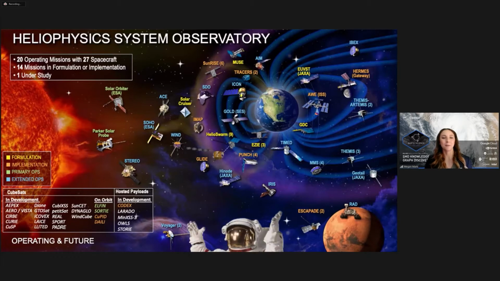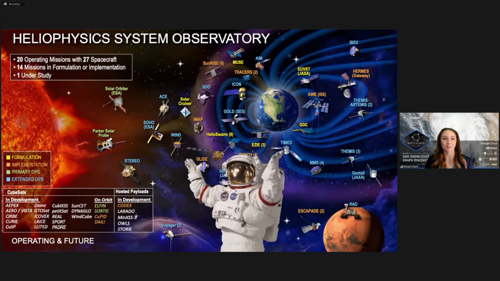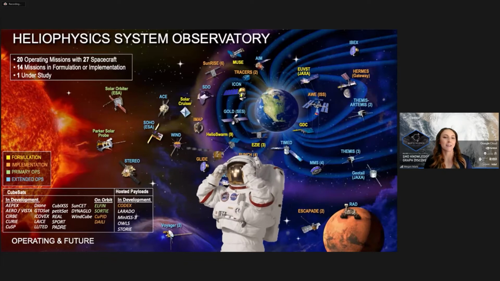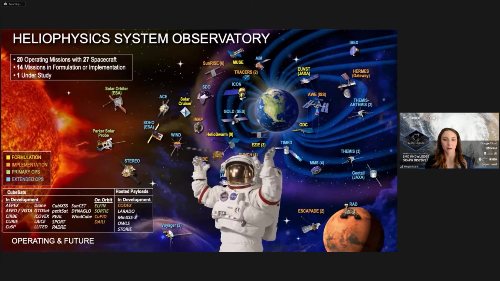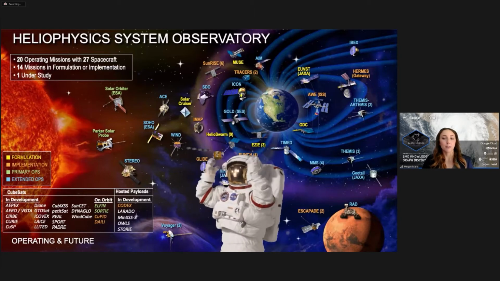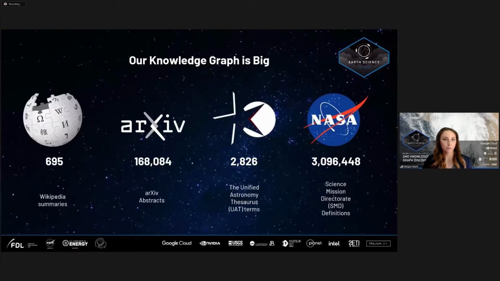Wouldn't it be absolutely mind-blowing if this researcher could just go somewhere real fast, get the data they need, and answer those important questions? Our knowledge graph can help them do that. And we can build it by applying our pipeline to the text that describes all these data sets. To build the initial knowledge graph, we took all of these terms and information, and you can see that it is already getting really big. You can see there's 3 million terms in the Science Mission Directorate alone. So Marcella is going to tell you a little bit more about how this pipeline is built.